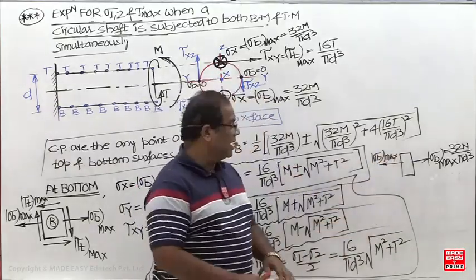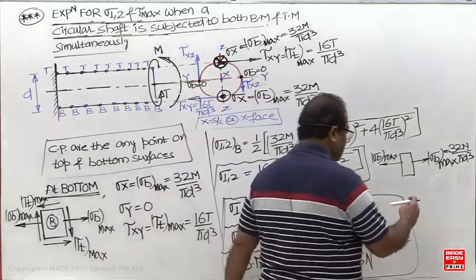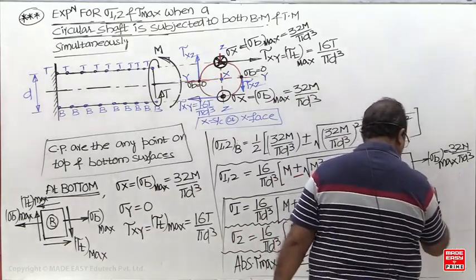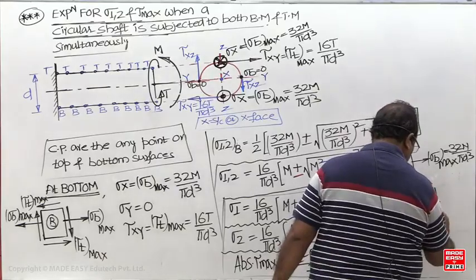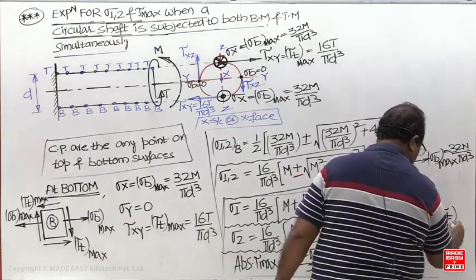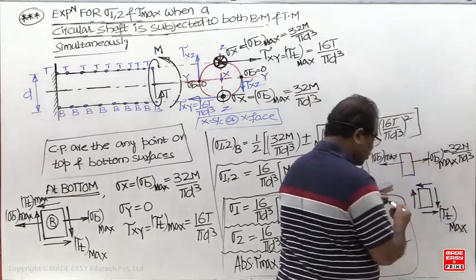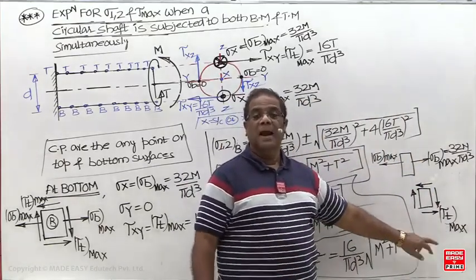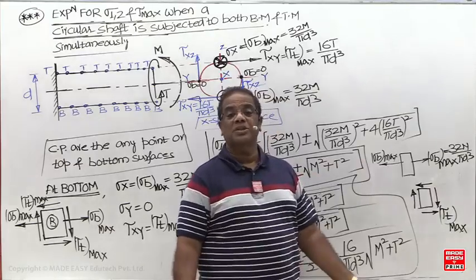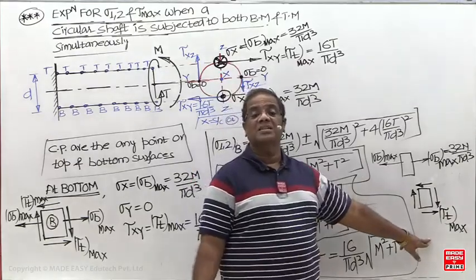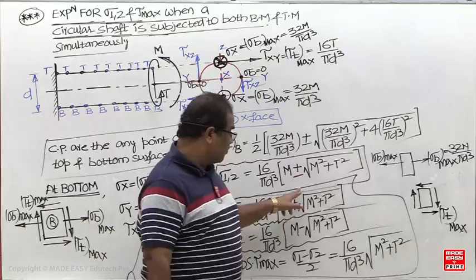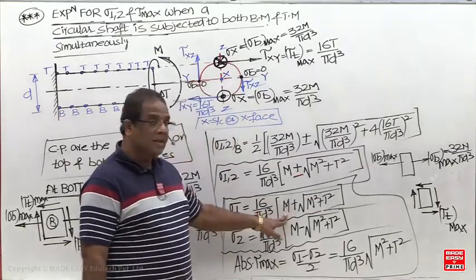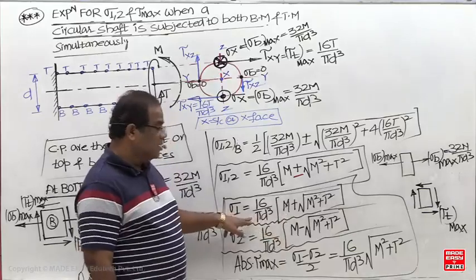Similarly, pure torsion, what is the state of stress? Under pure torsion, what have you studied now? Maximum tensile, maximum compressive, and maximum shear stress are equal to tau max, 16 T by pi d cube. Now can I use this for pure torsion? Pure torsion means which one do you have to make 0? The bending moment is 0. If I make M equal to 0, what are you getting now?